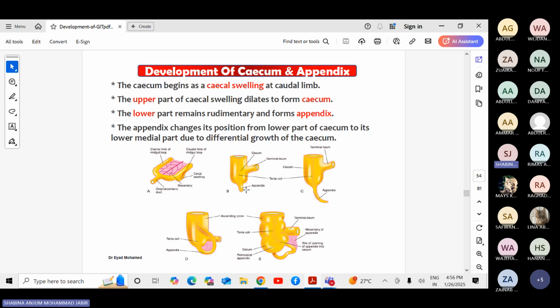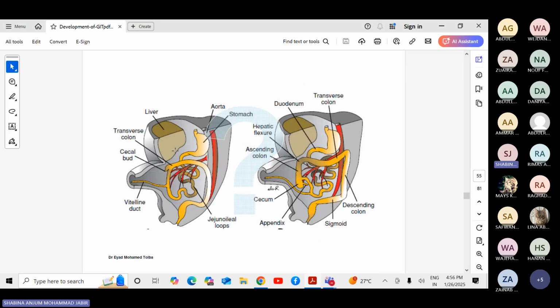So what is the position of the appendix in response to the cecum? Its position will be posterior medial. So this is the exact position after the rotation. Here you can see all the intestine have returned to their normal position. This is the umbilical cord, it is free.